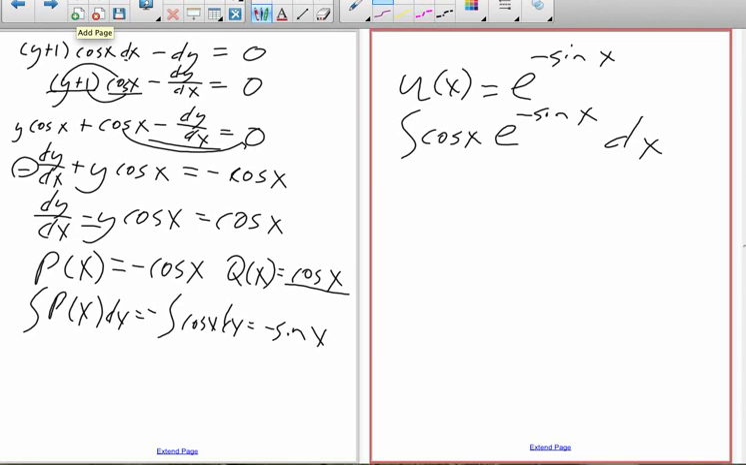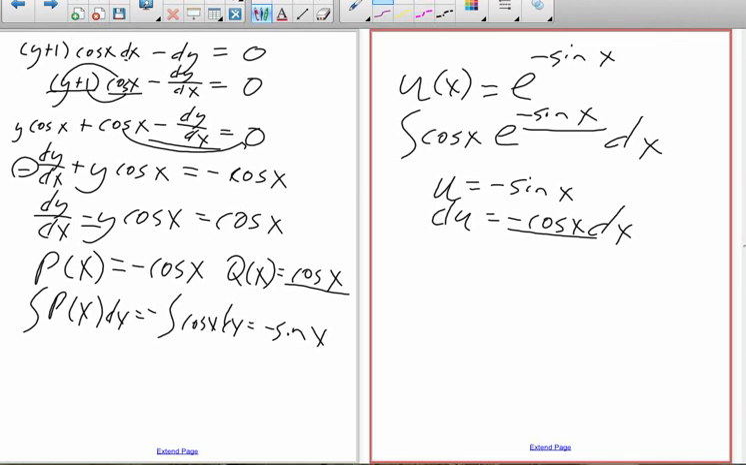And you think, I don't know how to do this, but you do. This is a simple u sub. U is negative sine of x, so du is negative cosine of x dx. So now I've got the cosine of x dx, but I don't have a negative. So I'm looking at negative the integral of e to the u du, which is negative e to the u, and I plug back in for my u.